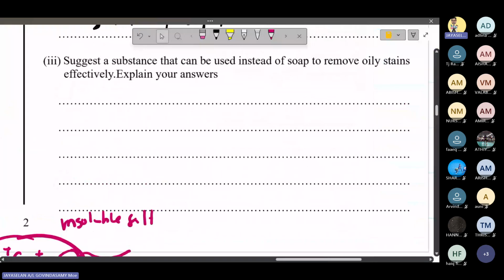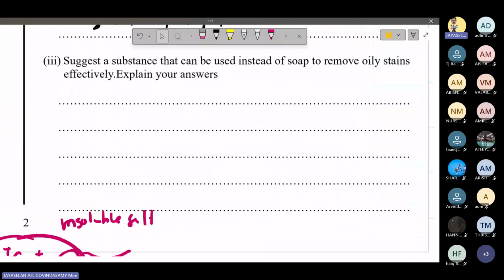Suggest a substance that can be used instead of soap to remove oily stain effectively. That means you can use another cleaning agent. Another cleaning agent, what? We use detergent. Once is enough. Okay, detergent. If you replace with detergent, it can effectively remove the dirt. Once you put detergent, you already score 1 mark.